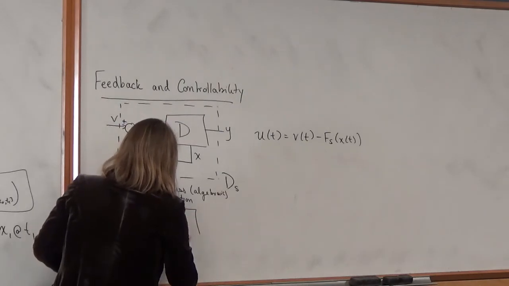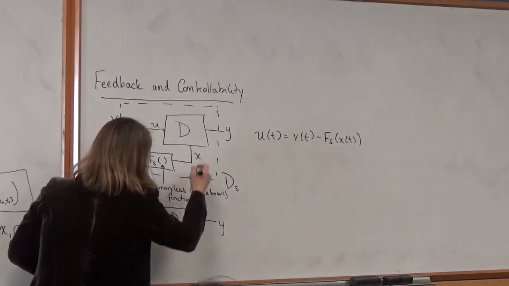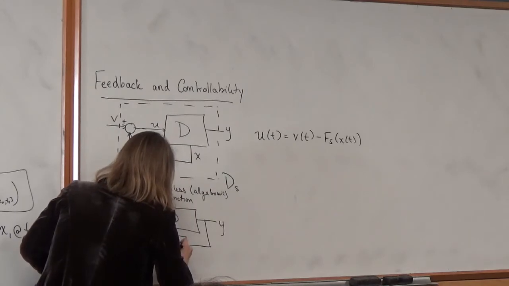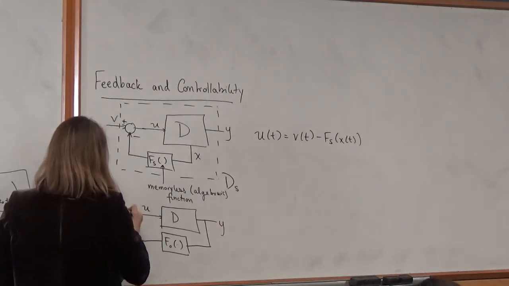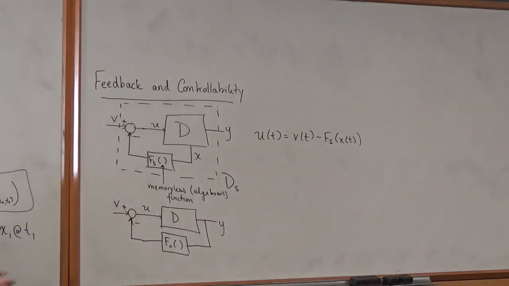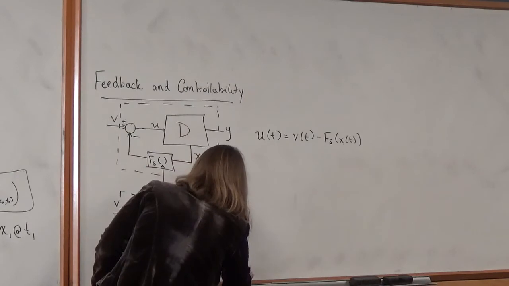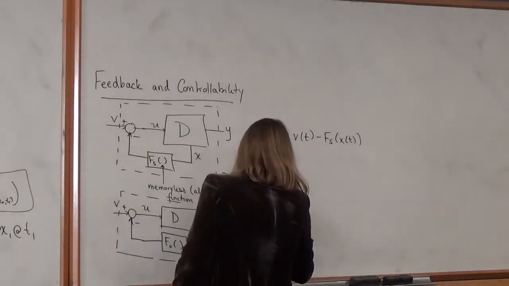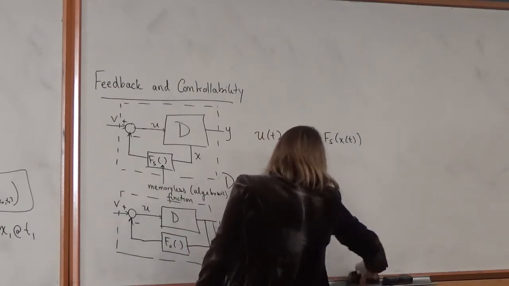Then another one we'll call output feedback. I think by its name you can guess what I'm going to write. Instead of taking the state, we take the output. I feed it back through some memoryless output function we'll call Fout, and that gets subtracted from some auxiliary input v. This one, from v to y, is a new system. It started with D, and we're going to call this D out, the closed-loop system under output feedback. Here the difference is that u of t is equal to v of t minus Fout of y of t.